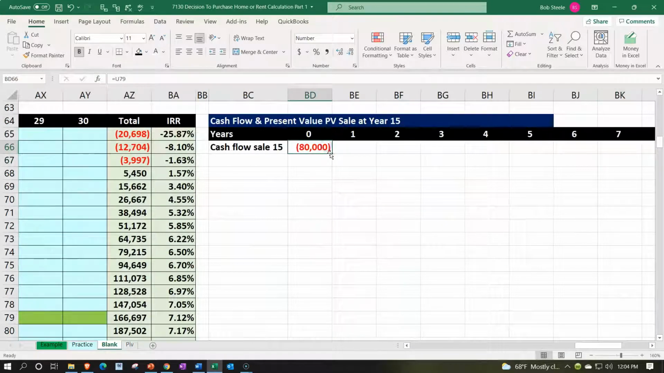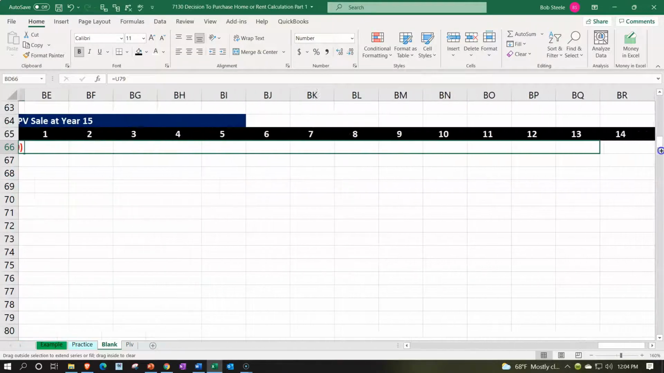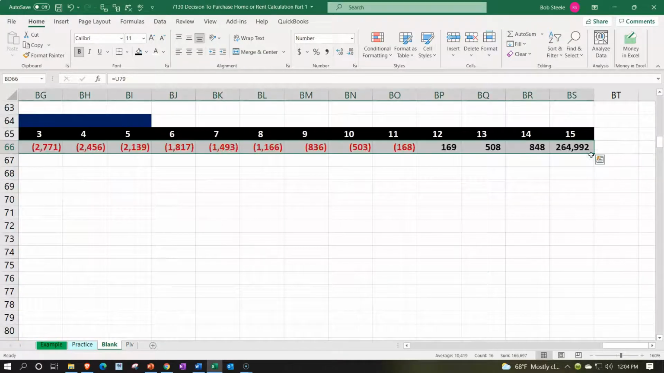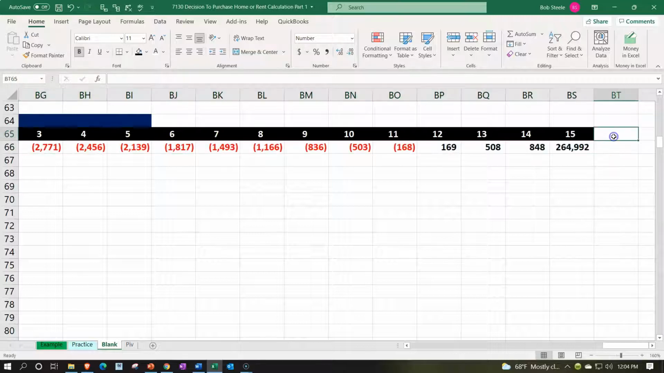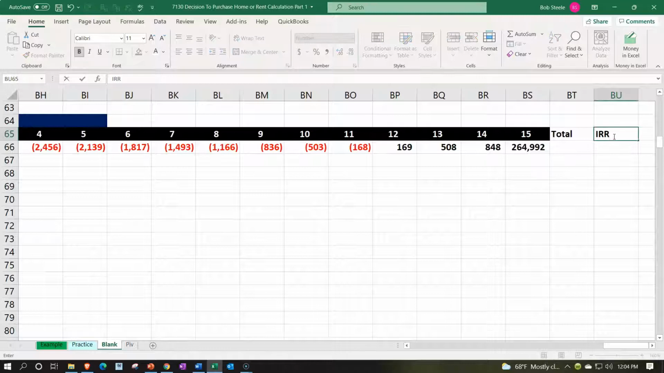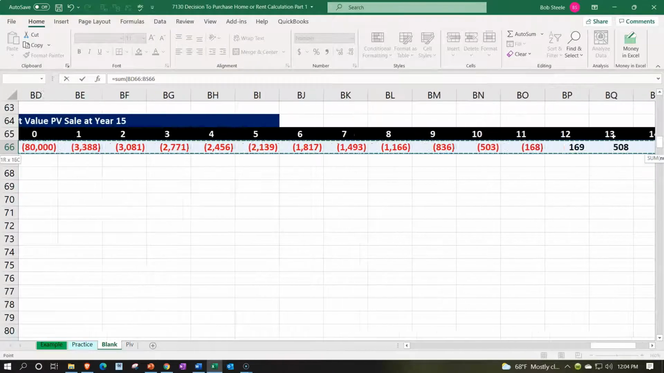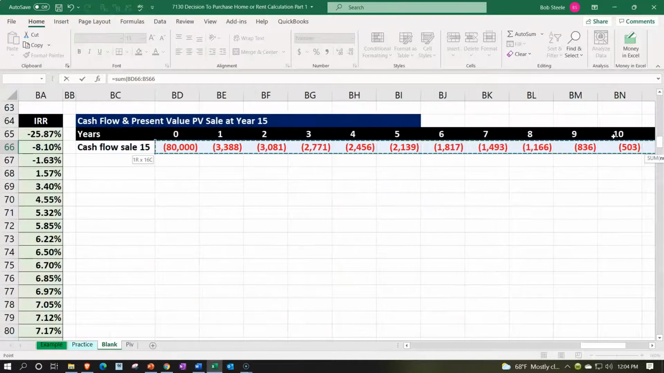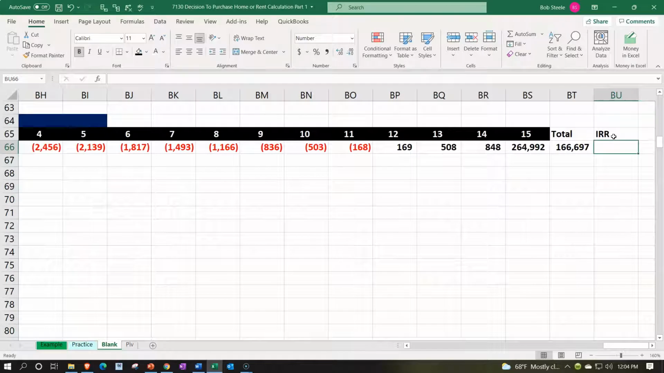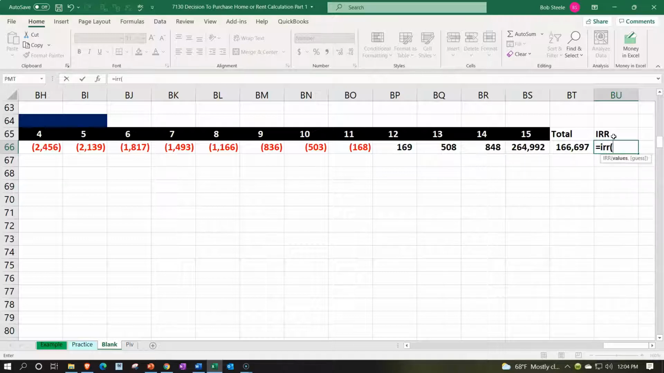Putting our cursor back on the $80,000, we'll just copy that across to the 15 years, pulling over our cash flow. And then we'll just sum it up just like we did before. This will be the total, and this will be the IRR, the internal rate of return. This equals the sum of the cash flows. And we've recreated then that cash flow, the $166,697, and then the IRR, the rate at which this cash flow is zero.